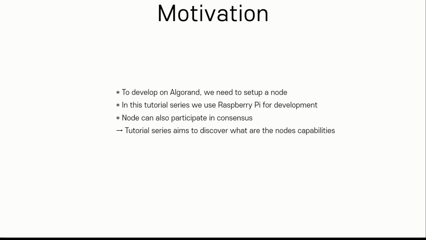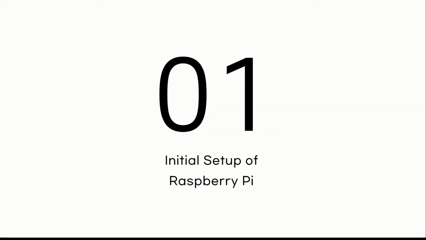In addition, the node can also participate in the consensus mechanism, which we cover in part 2 of this tutorial series. Therefore, in case you have a Raspberry Pi installed, you can navigate directly to tutorial part 2. Overall, the tutorial series aims to discover what the node's capabilities are and how to explore them. So, without further ado, let's start with the setup of the Raspberry Pi.